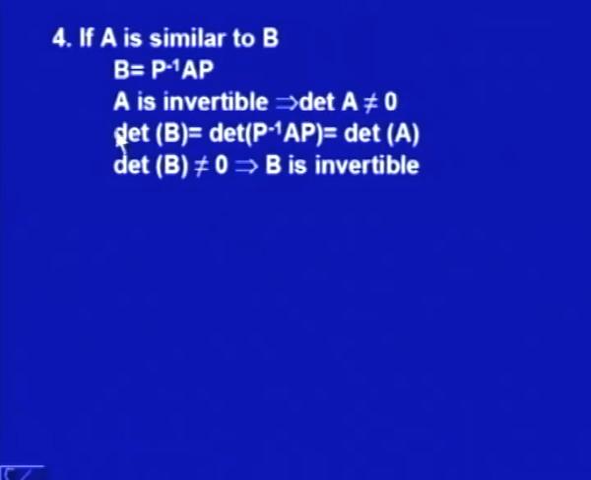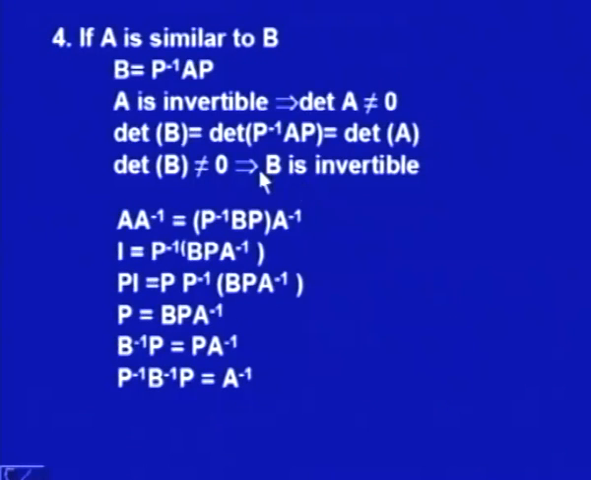That proves the result. Then, according to the fourth property, if A is similar to B, then B can be written as P inverse AP. It is given that A is invertible. So, determinant A is not 0, that is what we have proved earlier, and that means determinant of B is equal to determinant of P inverse AP, which is equal to determinant of A. Since determinant B is not 0, B is also invertible.